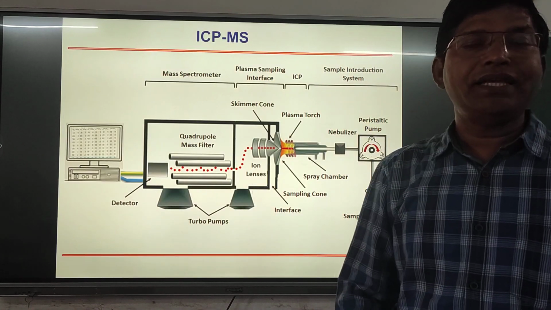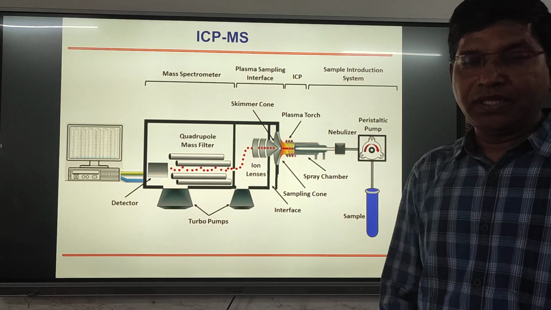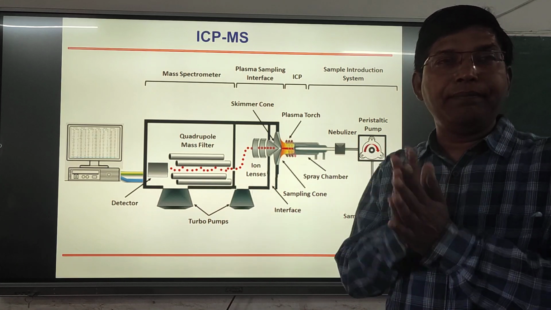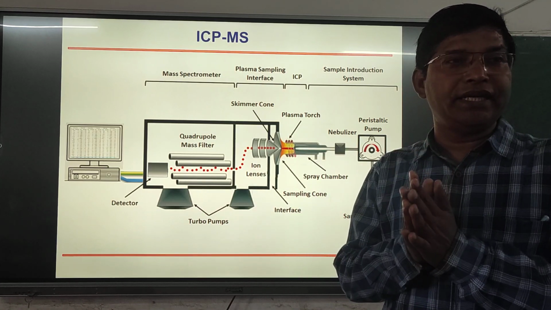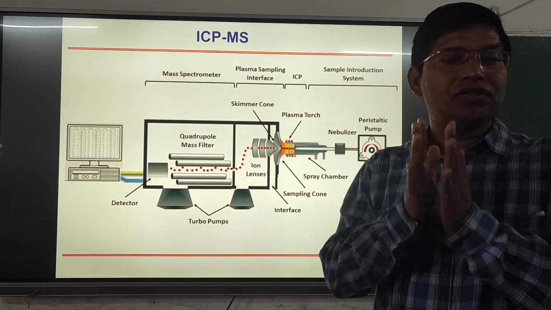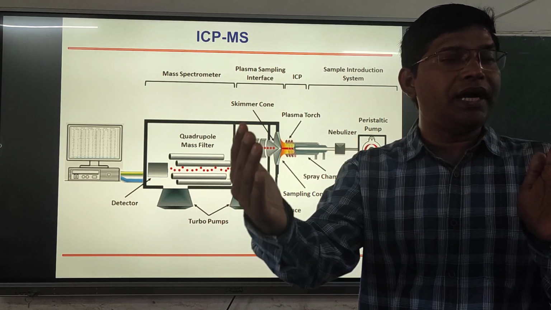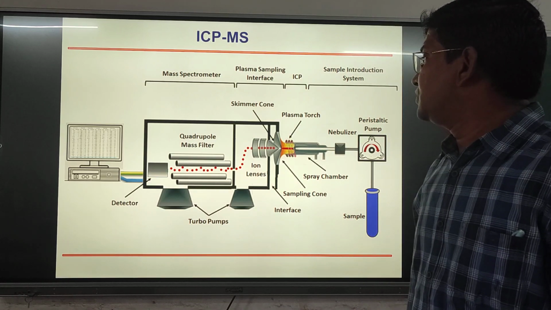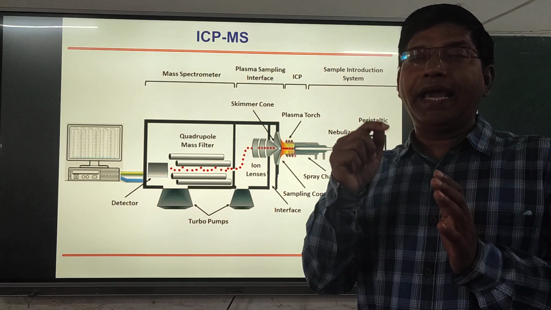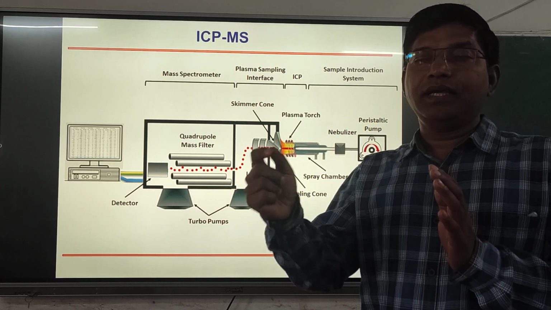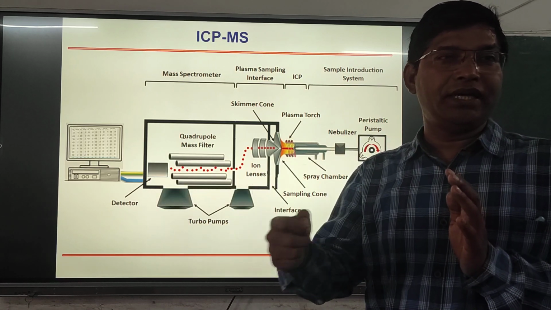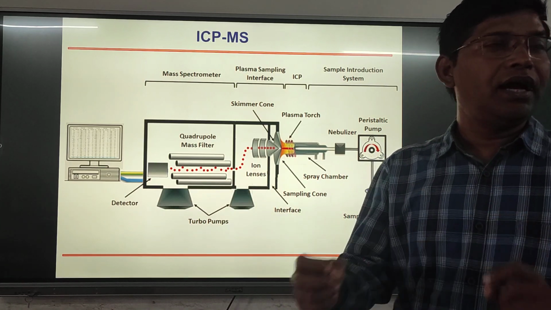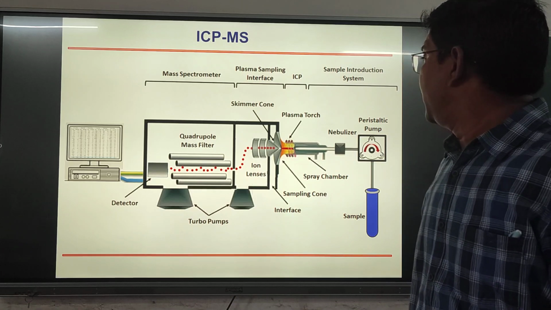Here we can see the instrumentation of ICP MS. ICP MS is a hyphenated or combined technique. We have an ICP part, and another one is a mass spectrometer. Compared to ICP AES, when you attach the mass spectrometer, the sensitivity, the concentration limit for detection of the element from the sample, will increase.